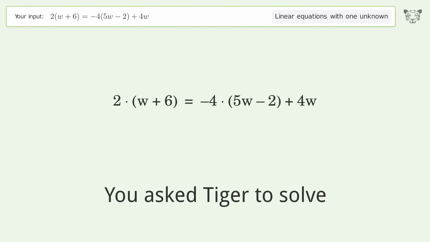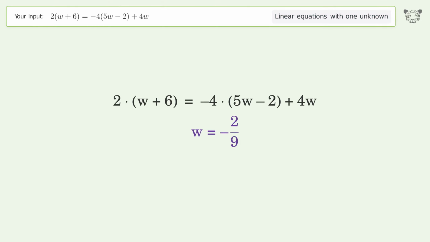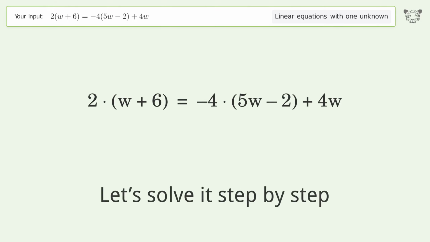You ask Tiger to solve. This deals with linear equations with one unknown. The final result is w equals -2/9. Let's solve it step by step.